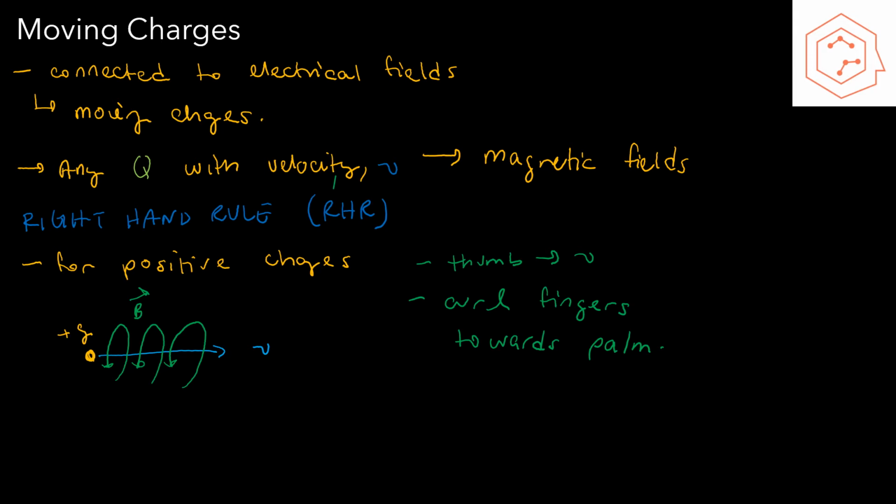If this was a negative charge, so if we had a negative charge going in the same direction towards the right, I can also use the right hand rule. So I'll put my thumb in the direction of the velocity, my fingers will curl towards me once again, but since it's a negative charge, the magnetic field goes in the opposite direction. So it's going to go away from me.